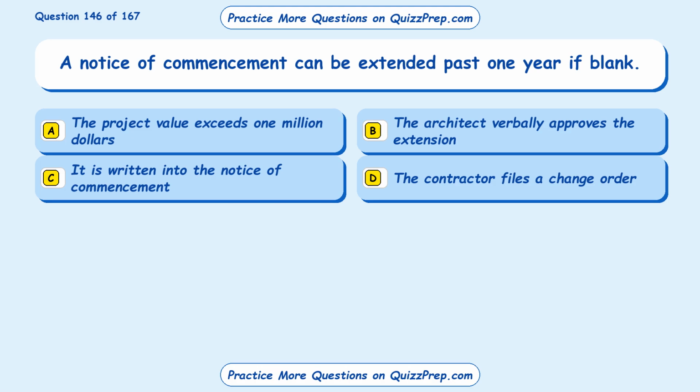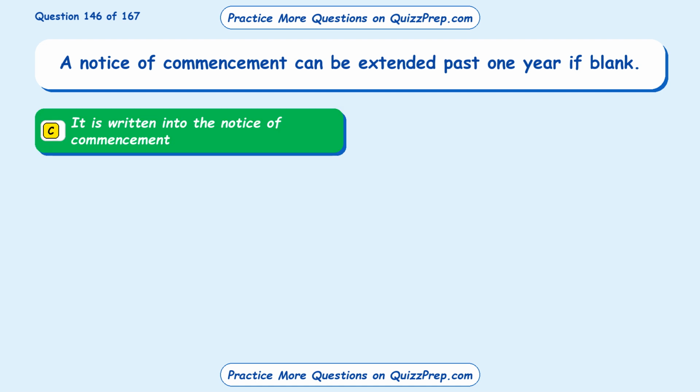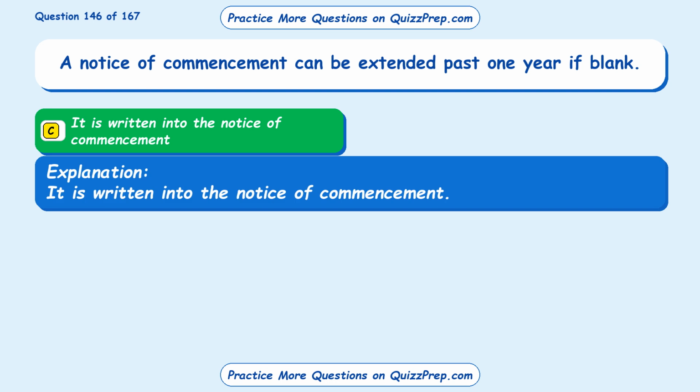Question 146. A notice of commencement can be extended past 1 year if blank. Option A. The project value exceeds $1 million. Option B. The architect verbally approves the extension. Option C. It is written into the notice of commencement. Option D. The contractor files a change order. The correct answer is option C. It is written into the notice of commencement.